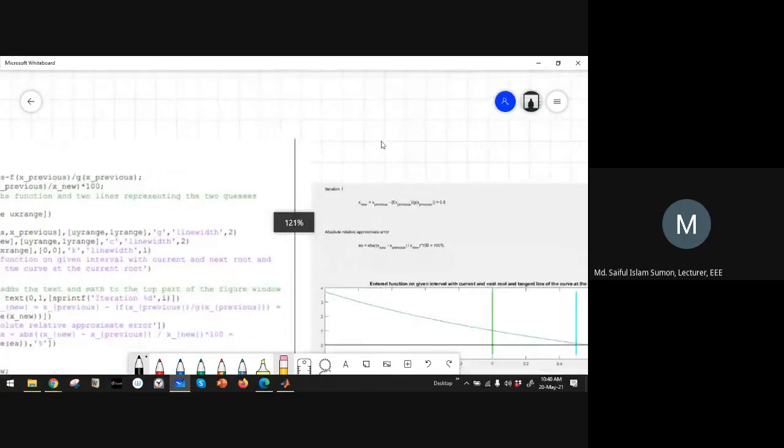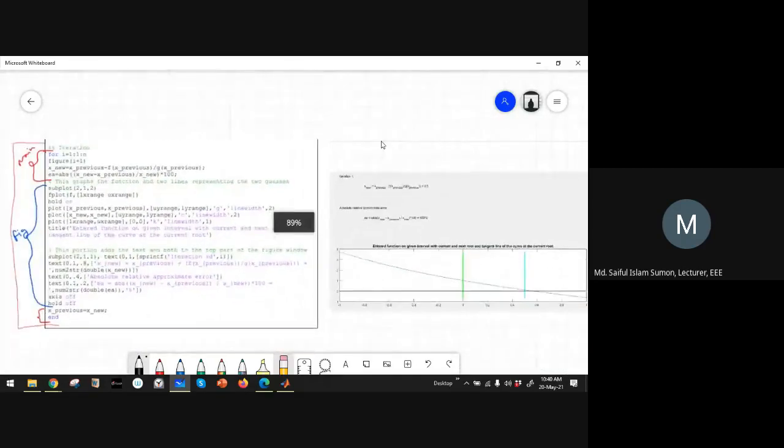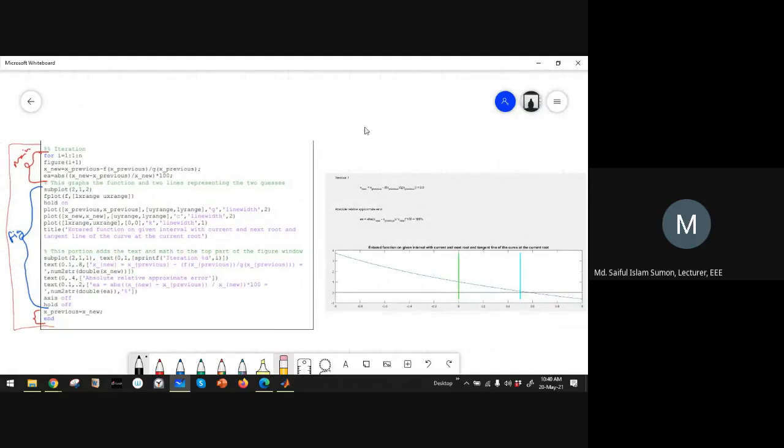So the writings are very small, but you will be able to understand. You can see, I told you that this is the main portion, and already I have described this line, this line, this line, this line, isn't it? Now let's go to this line.